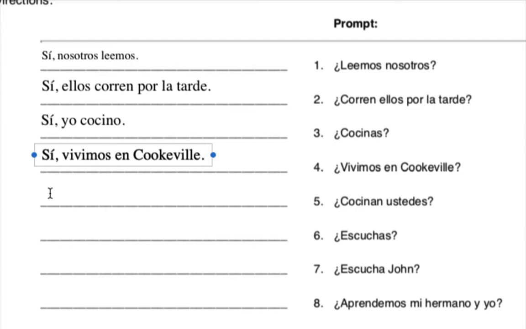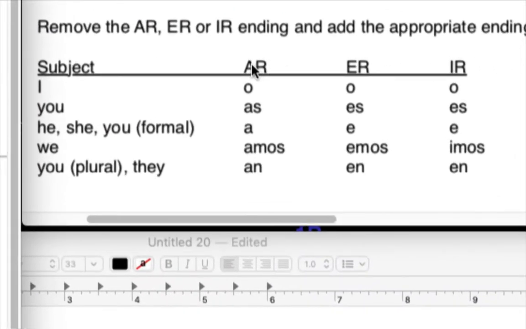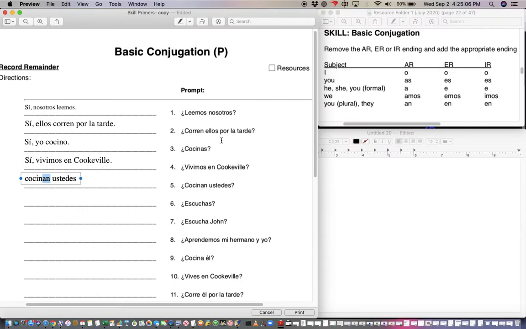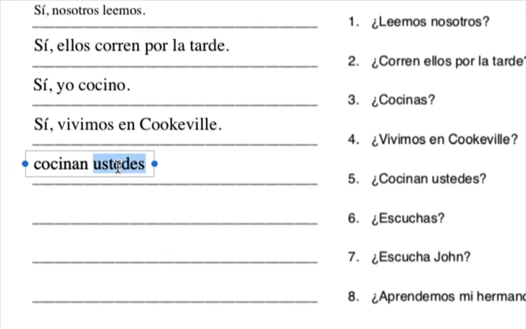Number 5, they have cocinan ustedes, which cocinan is an AR verb from cocinar. So they had cocinan, so it's already been conjugated. Cocina, AR verb, AN right there. So it's either you all cook or they cook. Now we see the word you all in the question. So ustedes, right there. So it's asking, do you all cook? So I'm going to say, yes, we cook. Do you all cook? Yes, we cook.